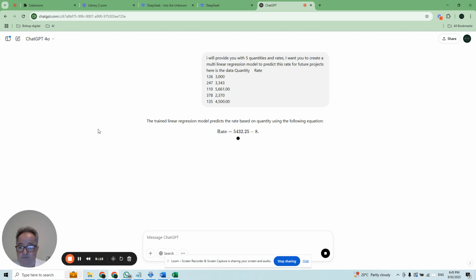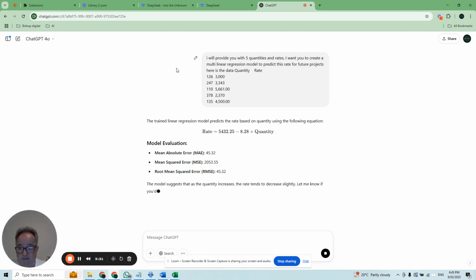And here we go. It's now providing us the output. Based on that data set, ChatGPT is quite confidently telling us that it's 5432.25 minus 8.28 times the quantity. In other words, if I take this minus that by the quantity, I will get the new rate. The mean error is 45, mean squared error 2053, root 45.